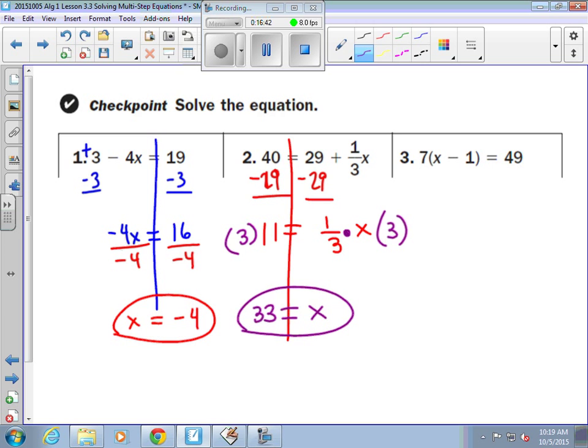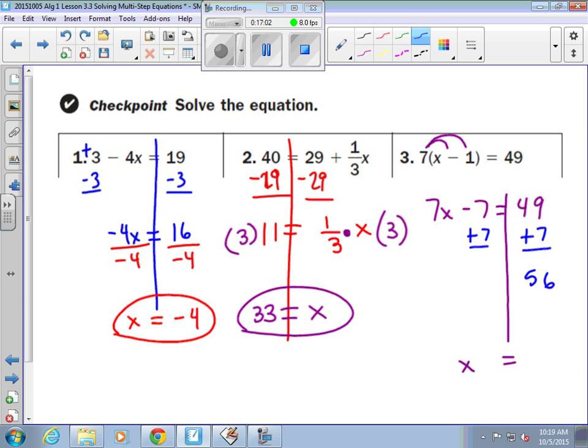Distribute first. 7 times x is 7x. 7 times negative 1 is negative 7, equals 49. Get x by itself. That's still your goal. Undo subtraction and addition first. You have minus 7. Add 7 to both sides. You add it there. Add it here. You get 56 on the right.